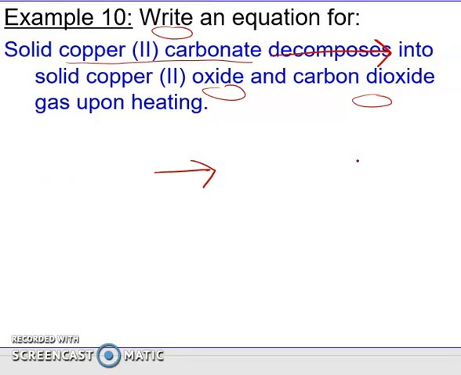We'll have a reactant and 2 products. Okay, so in here has to go copper 2 carbonate. How do we write copper 2 carbonate? Well, the 2 represents the charge on the copper. That's a +2. And the carbonate was that polyatomic ion.